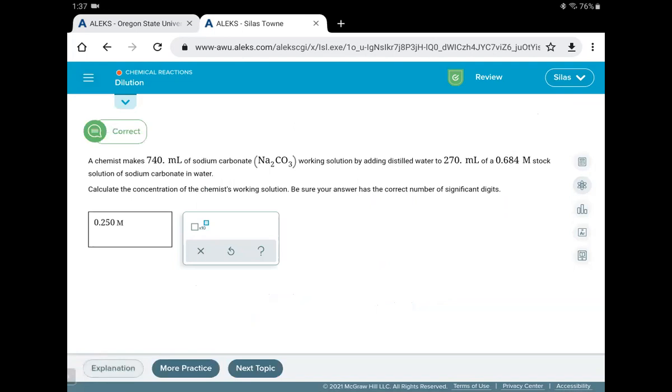So what did you start with? Or sometimes it reads with the final, like I have a solution of 0.25 molar, that's 740 milliliters. What was the original concentration if it started with 270 milliliters? And you could go backwards. Now it doesn't really matter what you call 1 and 2 as long as you put the right units together when you use the formula.